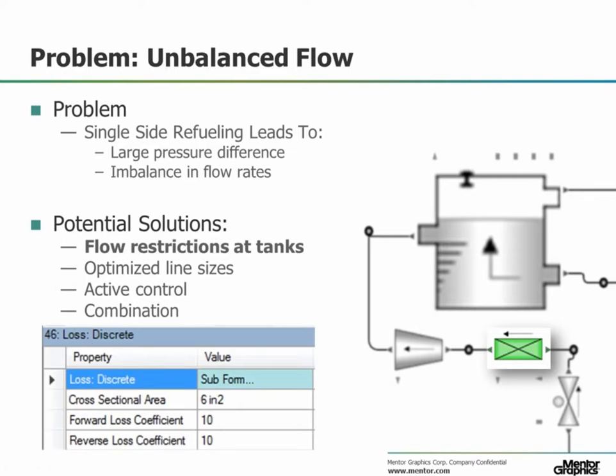Here you can see the data entry form for the loss component, where we'll try an increased value of loss coefficient. This is a non-dimensional description of pressure difference as a function of flow rate. This could simulate anything from using a more restrictive filter to using some balancing component like a venturi or an orifice. At this point, we don't care what we use to restrict flow, we only want to see what balancing effect it might have.